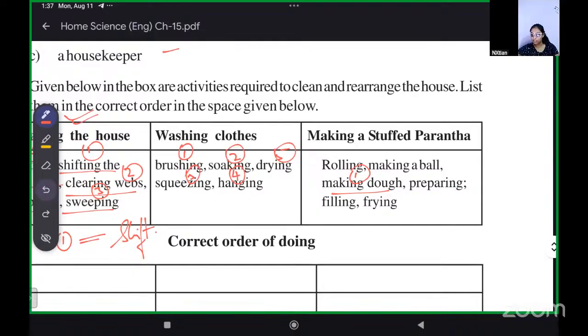I don't know if preparing and filling are the same words or two different words. Yeah, that's the same thing. I was thinking the same thing. So preparing the filling. Then making a ball and rolling.